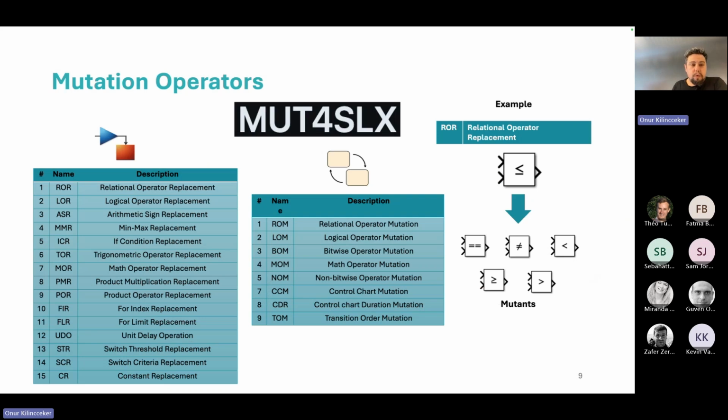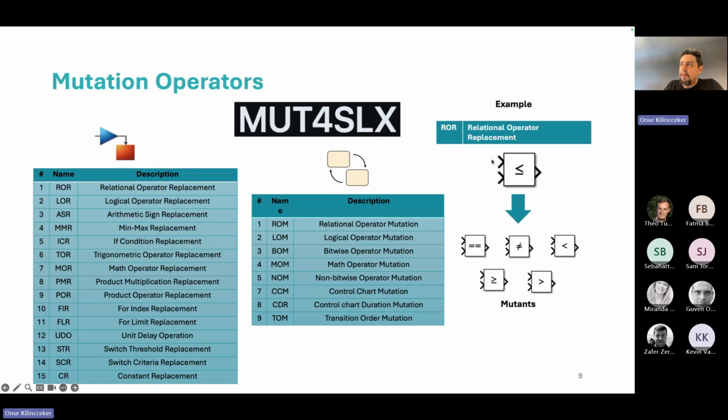And in collaboration with Duco, we have already developed 15 mutation operators for Simulink and 9 mutation operators for Stateflow. And again, these mutation operators are mined from their bug database to generate faulty behavior of the system. This is a very important point. And you can see an example over here.